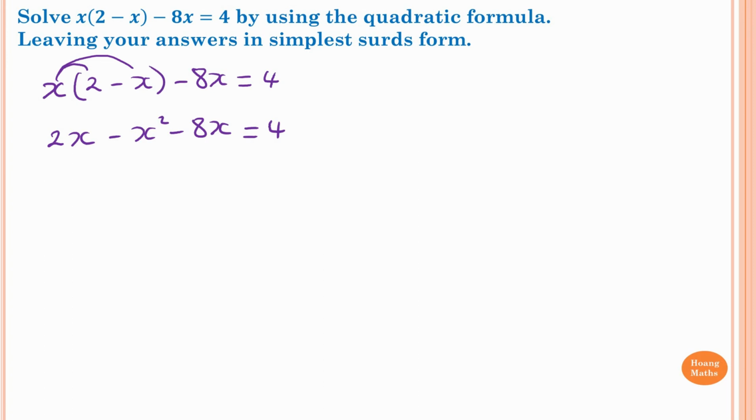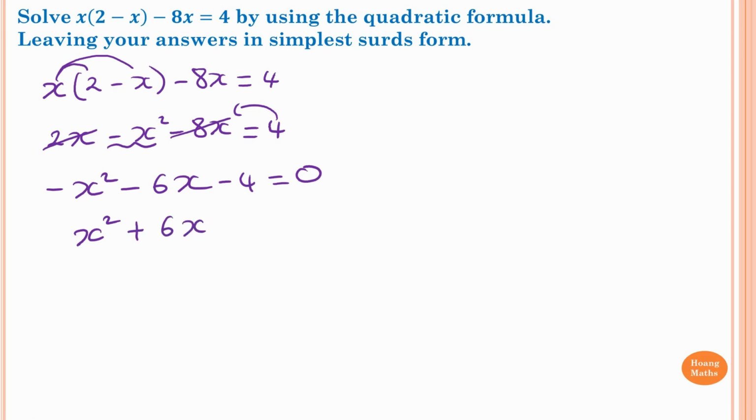On the right hand side, I can simplify. So I write this negative x squared first. And then 2 minus 8 is negative 6, so negative 6x. Therefore, I move this over, it becomes negative 4. So that becomes 0. Now, they're all negative. So I times everything by negative 1 to make it positive. It's easier, that's all, because with negative numbers, it's very easy to make a mistake. So I get rid of the negative. So times everything by negative 1. So that becomes x squared plus 6x plus 4 is equal to 0.